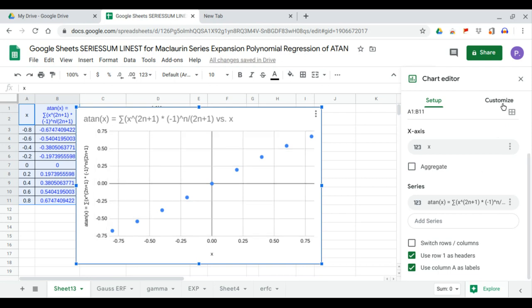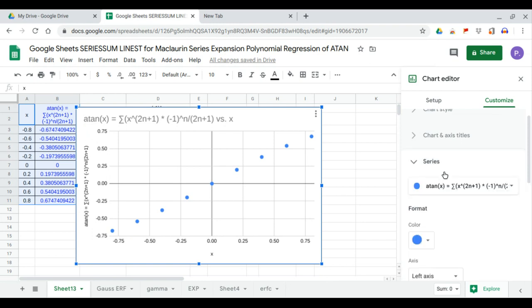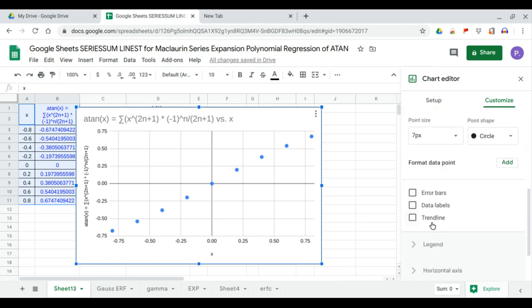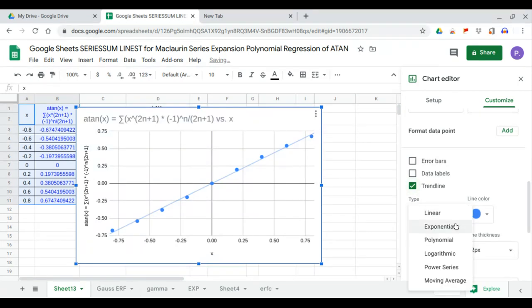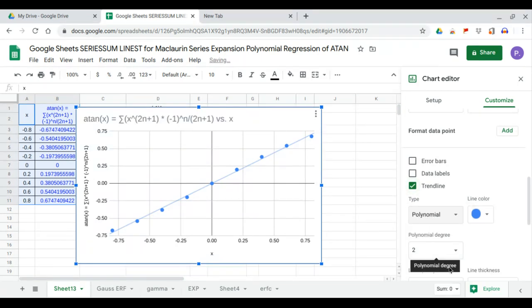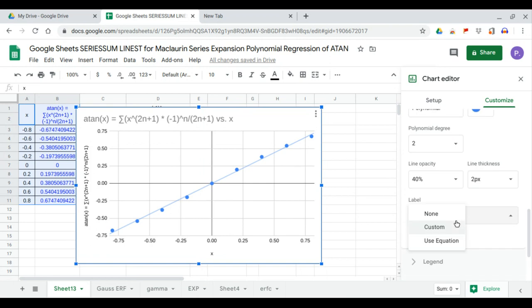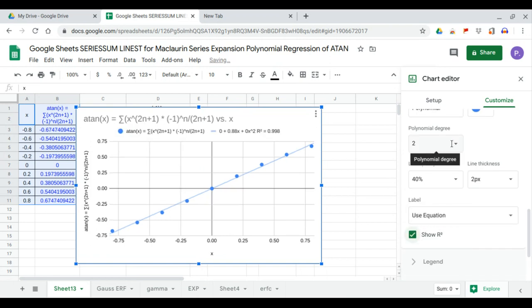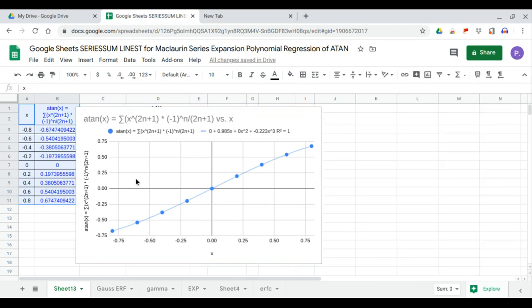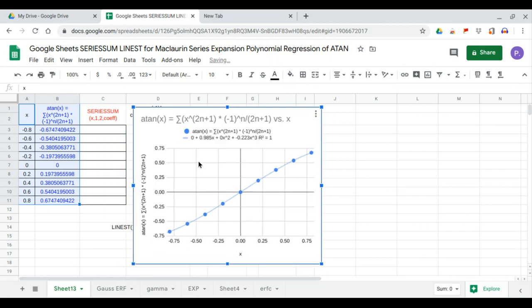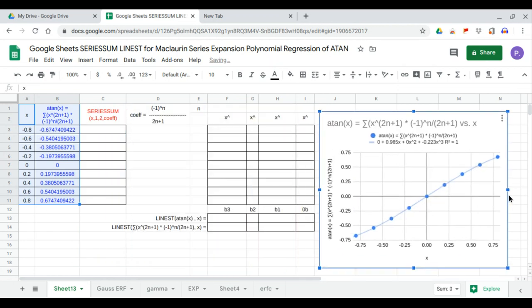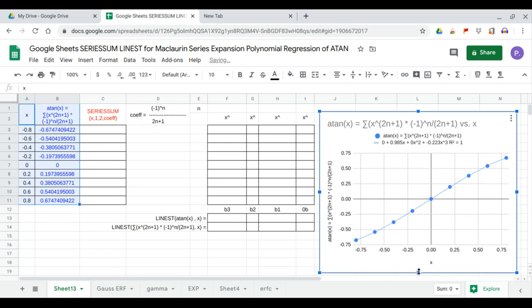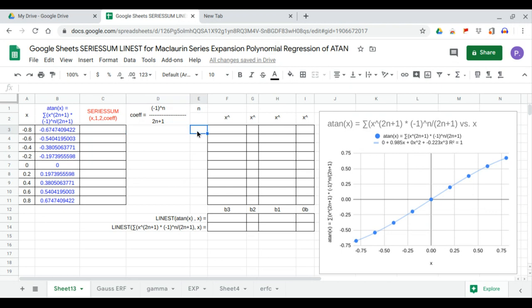We'll use the best fit trend line, polynomial. We'll try to make the R squared equal to 1. 3, that's it. So our polynomial will be degree 3. We will generate the expansion as well, and we'll calculate these values using LINEST.